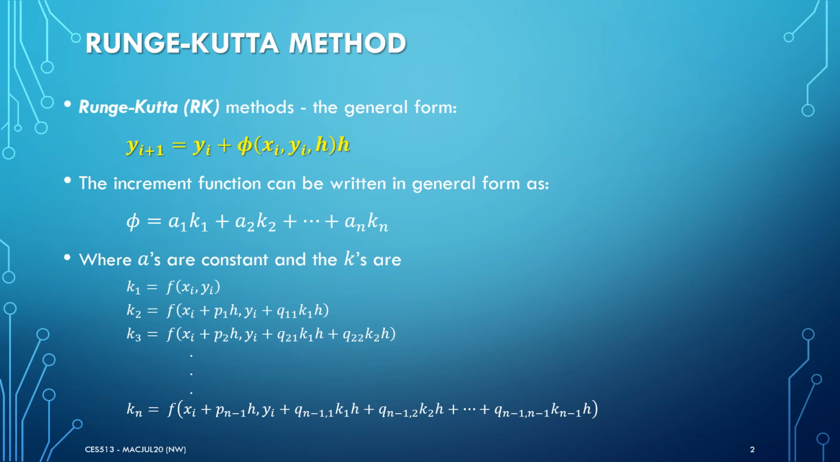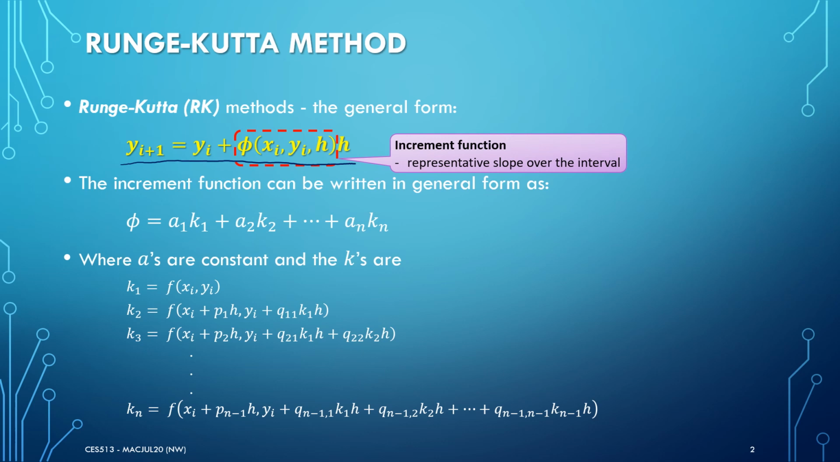Many variations exist, but all can be cast in the general form of y_{i+1} equal to y_i plus a function phi of x_i, y_i and h, multiplied by h. Here h is the step size for the calculation, and the function phi, as in the red bracket, is actually an increment function that represents the slope over the interval.